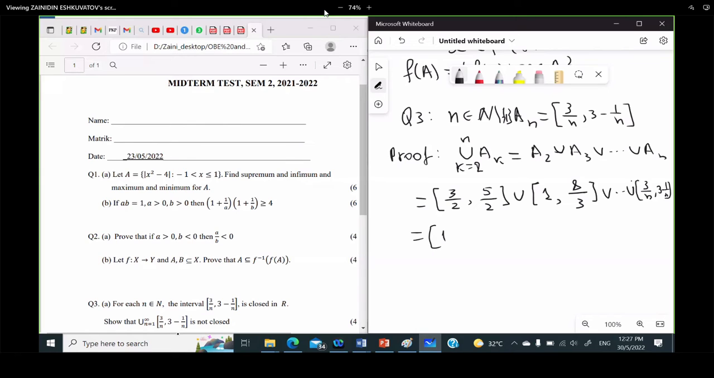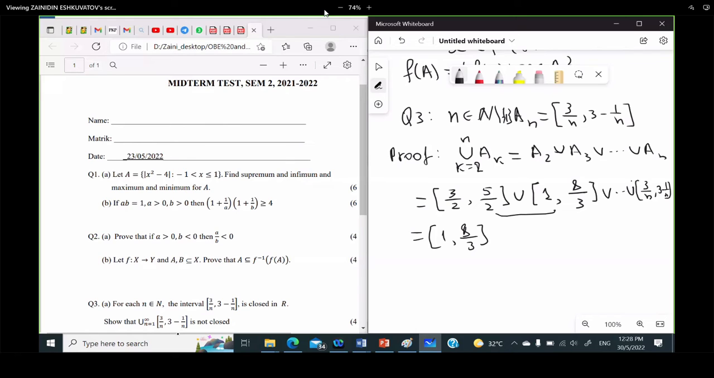1, and which one is bigger? This one or that one? Of course, 8 over 3 is the bigger one. So if I add these two, I get this, the union.